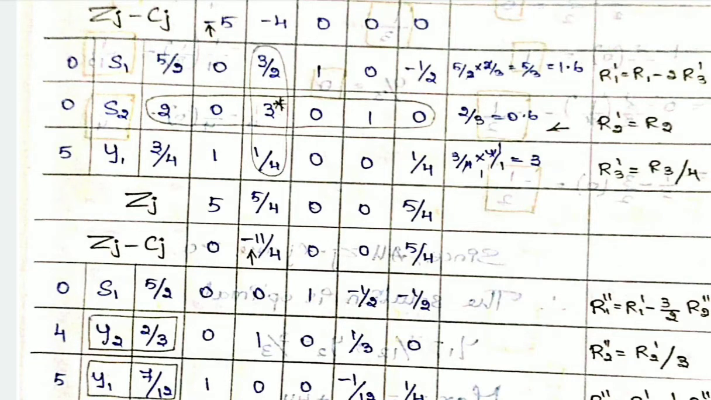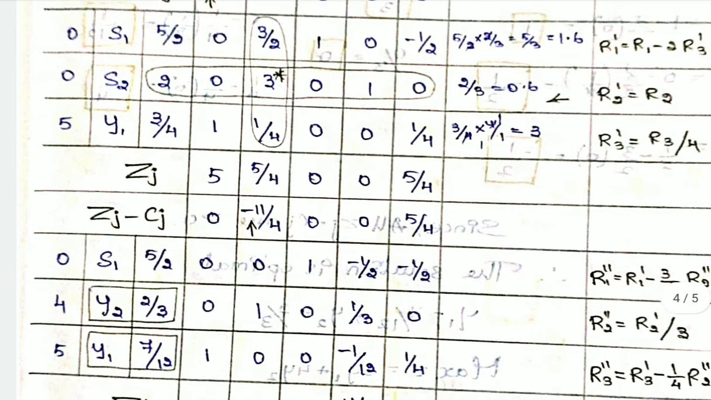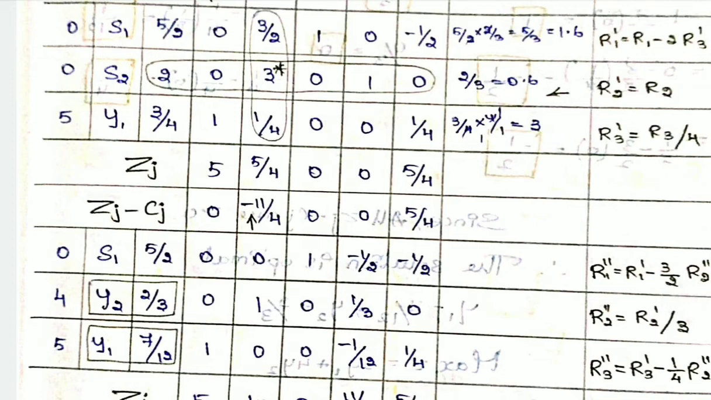So in the next step we have to change 3 into 1, and 1 by 4 to 3 by 2 will be 0. So the formula for R2 double dash is R2 dash divided by 3. So R1 double dash is equal to R1 dash minus 3 by 2 times of R2 double dash, because here the coefficient will be plus 3 by 2. So minus 3 by 2 you have to write. Similarly, R3 double dash is equal to R3 dash minus 1 by 4 times of R2 double dash. So using this formula we have to fill the next tabular column.